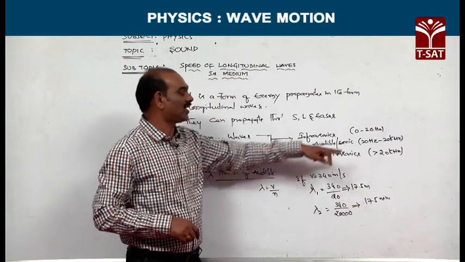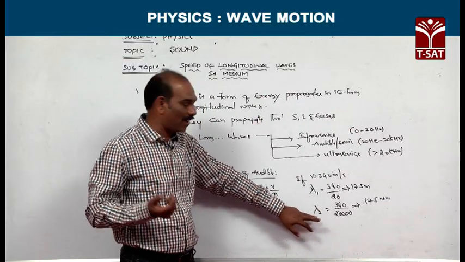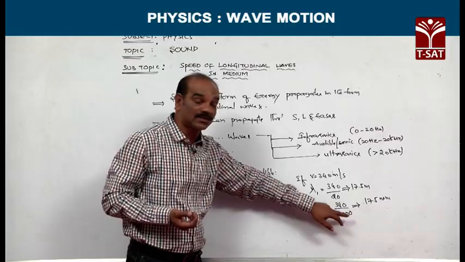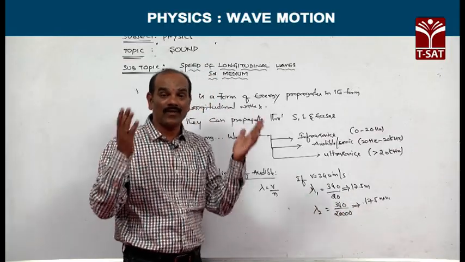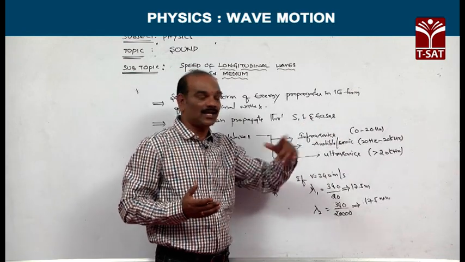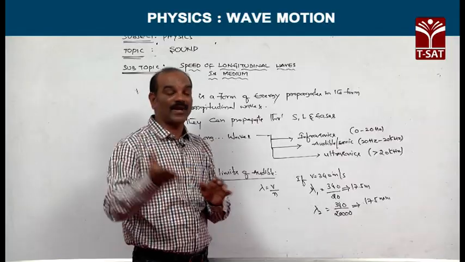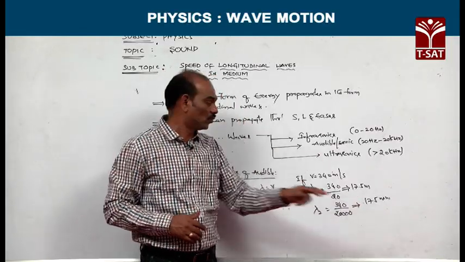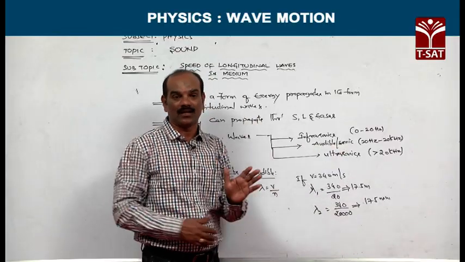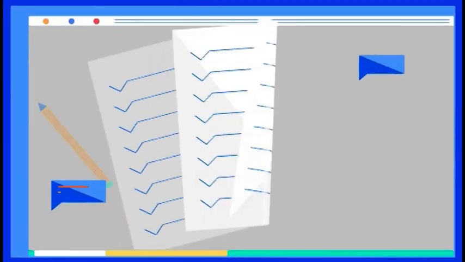Now for the frequency limit of 20,000 Hz or 20 kHz, the wavelength λ2 is equal to 340/20,000, which is equivalent to 17.5 mm. Therefore, the frequency range is 20 Hz to 20 kHz for audible or sonic, whereas the wavelength limits are from 17.5 millimeter to 17.5 meter. That is the wavelength range of the audible or sonic waves.